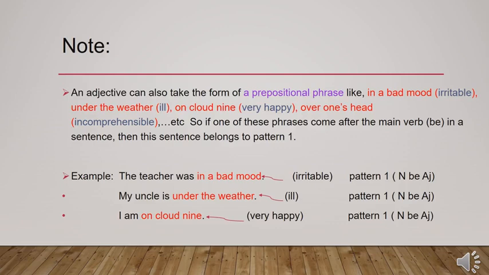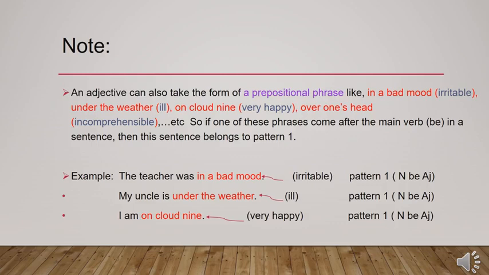For example, the teacher was in a bad mood. The main verb is was, which is be. The teacher is N because it is the subject of the sentence. In a bad mood is a prepositional phrase. It means irritable or angry. Because of that, it is adjectival. So we have N, be, adjectival, and it is pattern number 1.